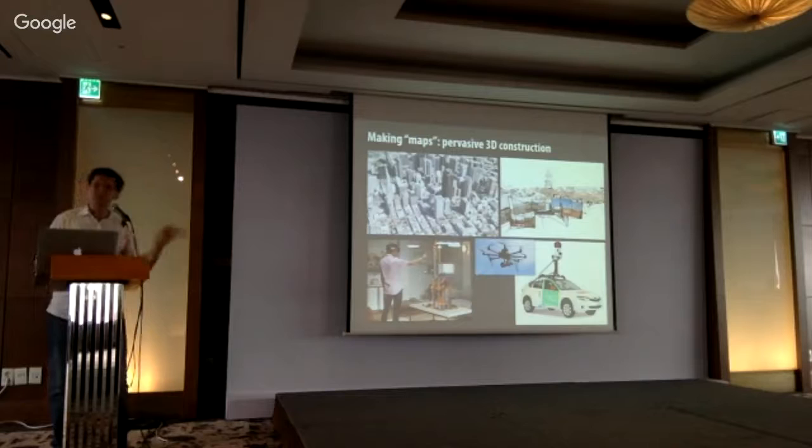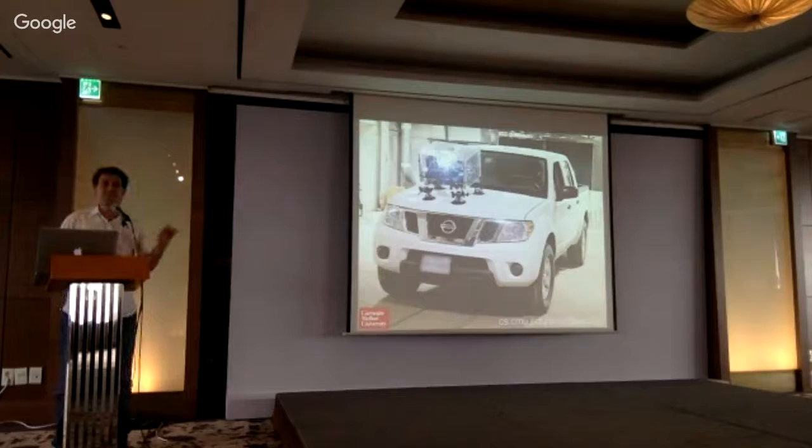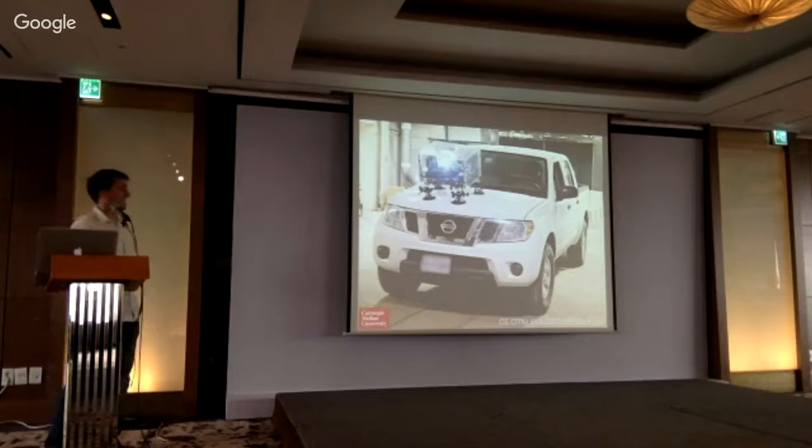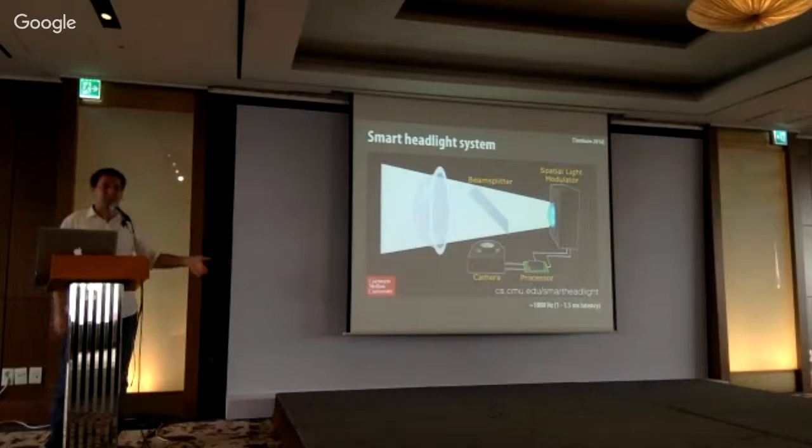I'll push this a little bit further to why would you want some really, really high-end processing on a car? A colleague in computer vision has been building a system called the CMU Smart Headlight. I don't know if you've heard of the Smart Headlight, but this is its manifestation right now. What that thing is on that Nissan truck is basically a camera, a beam splitter in front of a camera, some processing of the image that's sensed, and a projector, a spatial light modulator.